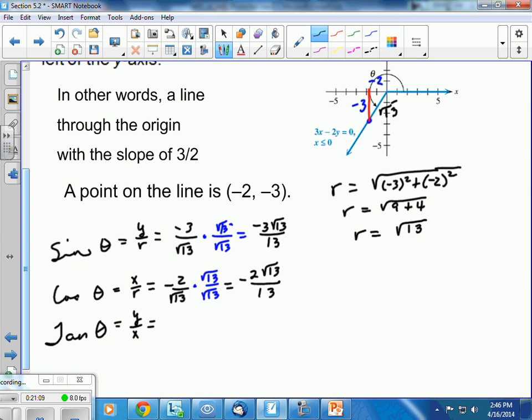Next, working on my tangent. My tangent is the side opposite over the adjacent, or y over x, which would be negative 3 over negative 2, which of course is simply 3 halves.